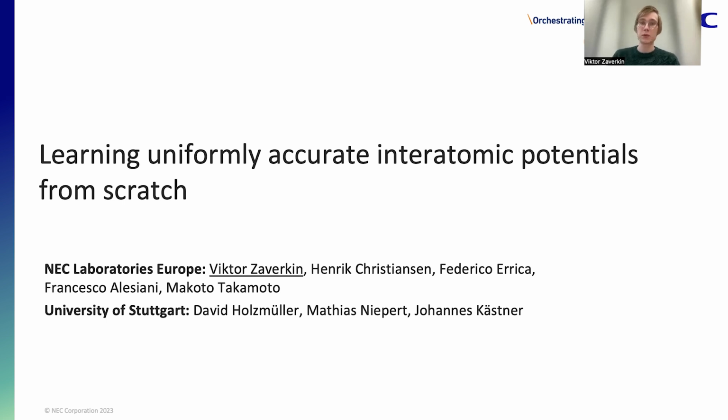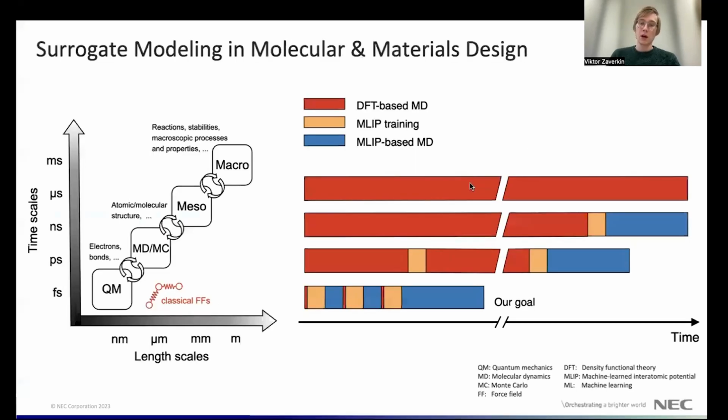Today, we are going to talk about uniformly accurate interatomic potentials, and more precisely, we will talk about how to learn them from scratch, meaning how to learn them without any prior knowledge about the atomic system of interest. Before I start talking about the details of the methods we have proposed, I would like to explain why machine learning plays an important role for modeling molecular and material properties.